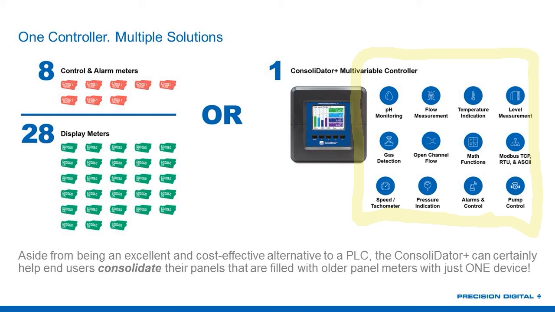And it doesn't matter what the application is as long as we have a common process signal, such as a 4 to 20 or a pulse or Modbus or even discrete signal. So you'll notice here that we have pH monitoring, flow measurement, temperature, level, gas detection. All of these application types can all be done on the same device, and they can all be done simultaneously if you wanted to. So you don't have to use a ConsoliDator for just level or for just flow. You could use it for both if you wanted to. You can totally mix and match it.